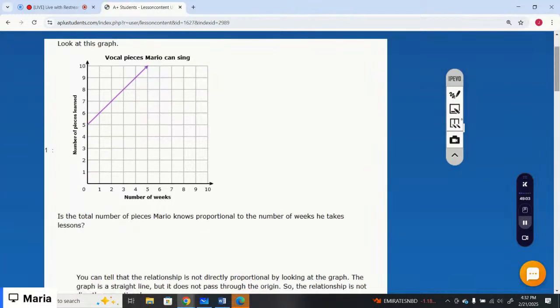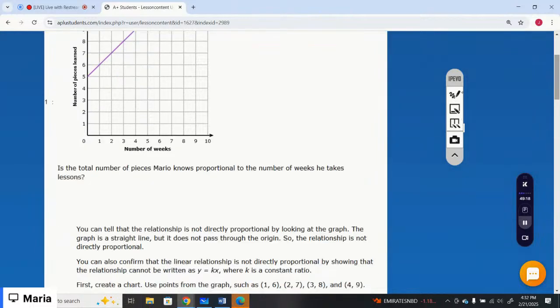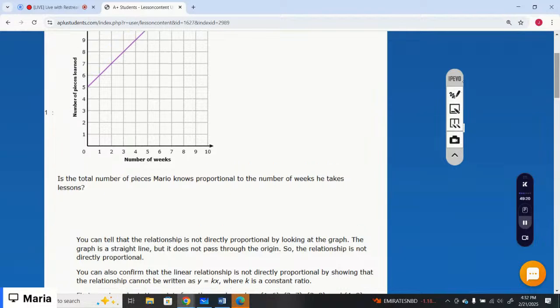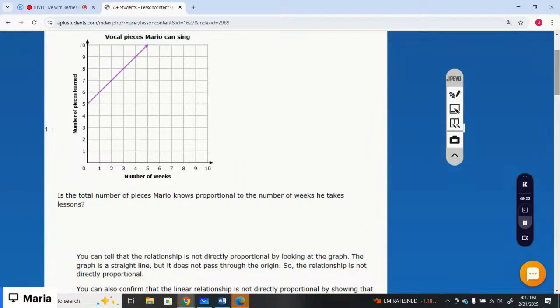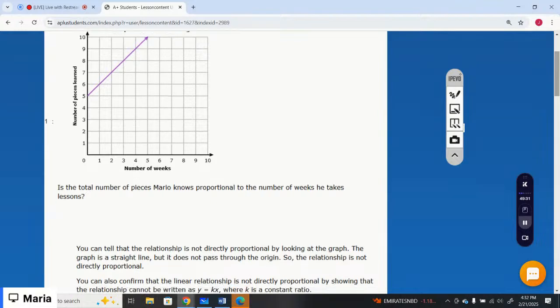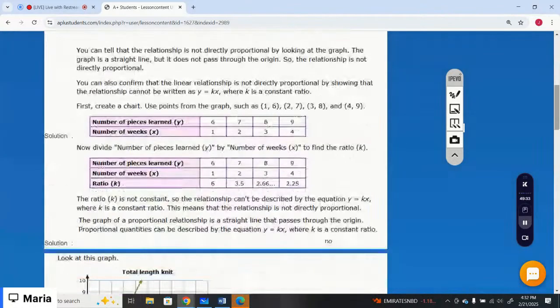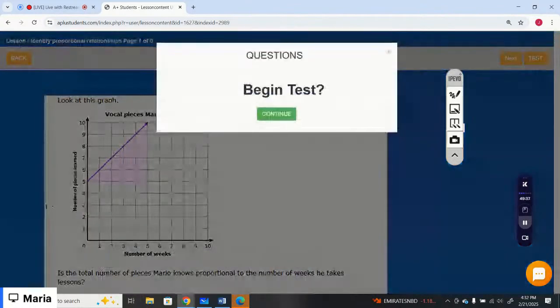Look at this graph. Is the total number of pieces Mario knows proportional to the number of weeks he takes? Basically, if you look at the graph, that is not directly proportional, because the graph that is directly proportional is always a straight line passing through the origin. That is a straight line, but that is not passing through the origin. Let's see the test questions.